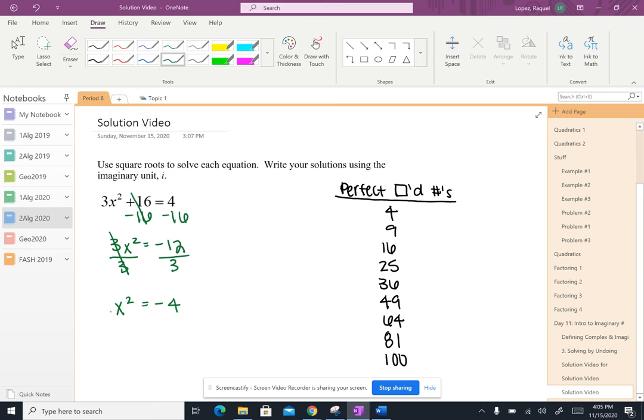Okay, so now I want to take the square root of both sides. And I've got x equals plus or minus the square root of, I want to break down that negative 4 into negative 1 times the square root of 4. Well, I don't need to break down the square root of 4 anymore because that's already a perfect square number. It's written right here. So I can just jump right ahead and say our answer is x equals plus or minus i times 2, because the square root of 4 is 2. So when I clean that up, my answer is x equals plus or minus 2i.